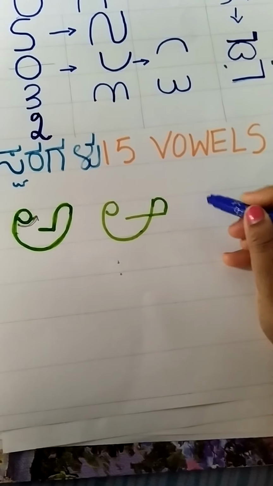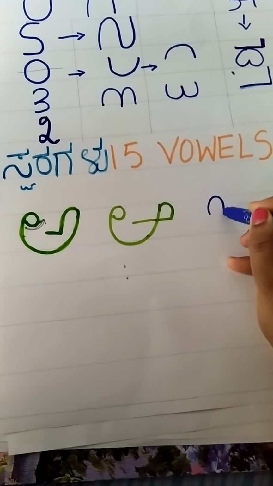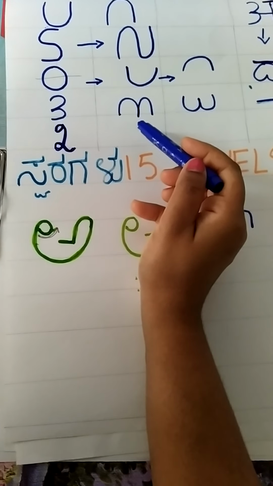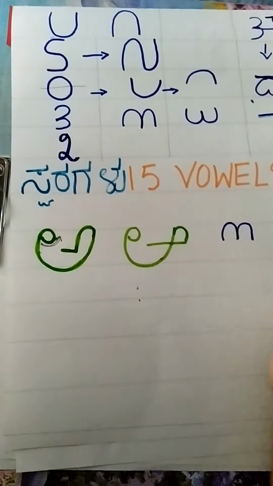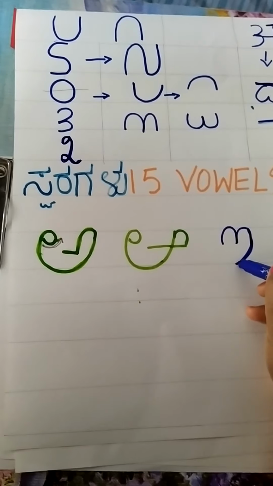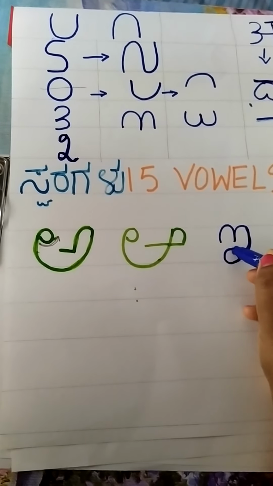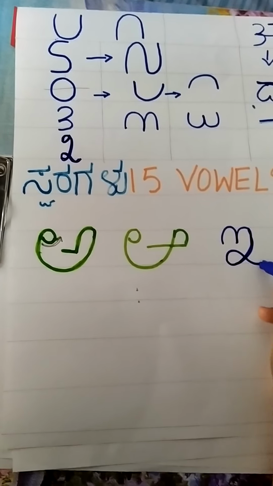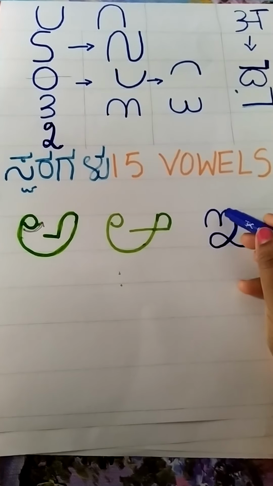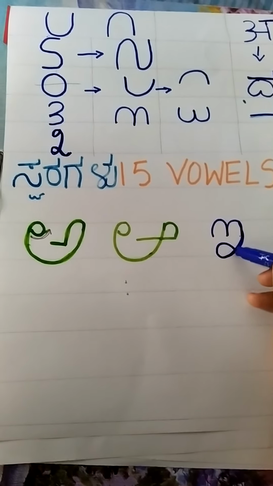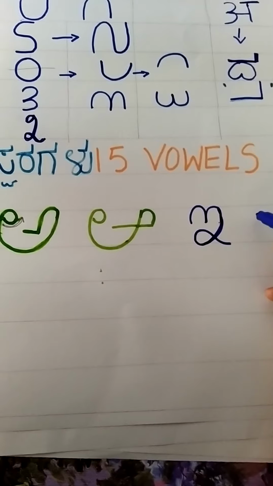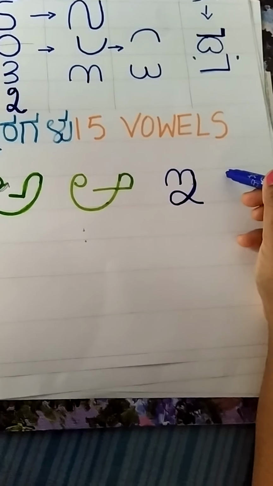The next vowel is I. I do it from 3. Write 3 in a sleeping way, as I have already told you. So come down, you wrote 3. Come down, take a curve, and come out. This is I. Got it? Write 3 in a sleeping way, come down, take a curve.